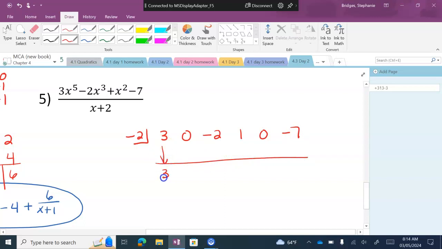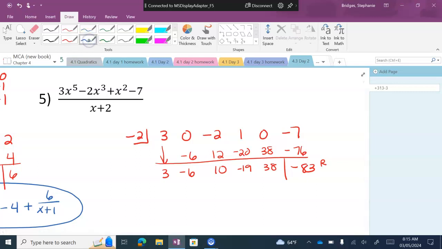Then again, first number comes down, and we start the process. We multiply. -2 times 3 is -6. We add. We multiply. -2 times -6 is 12. We add. We multiply. We add. We multiply. We add. -76. Is that right? And then if I add those, that's going to give me a -83. Okay, that's fine. You can have a big remainder or a small remainder. Just remember that last number is our remainder.